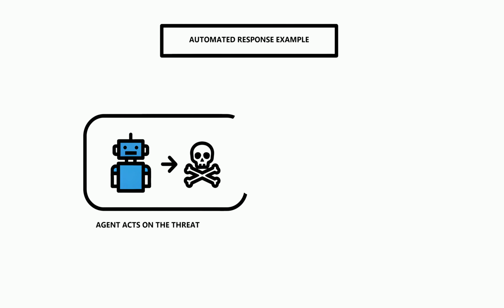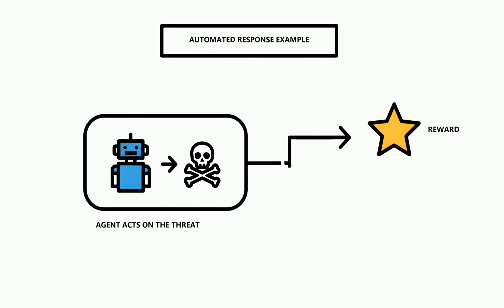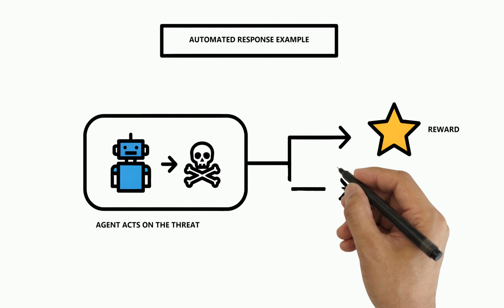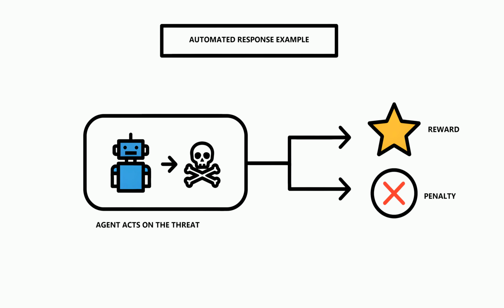Picture an automated incident response system defending a network. When it detects a suspicious process, it can choose an action: isolate the host, kill the process, or do nothing. Each choice leads to a consequence. Correctly stopping a real attack earns a reward, while wrongly shutting down a critical production server earns a heavy penalty. No one hand-coded the correct response for every scenario. The agent discovered it through reward-driven trial and error.